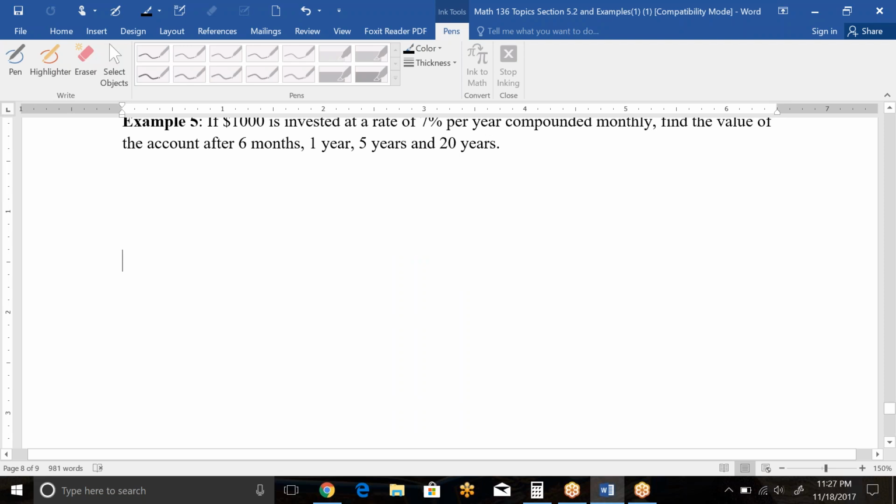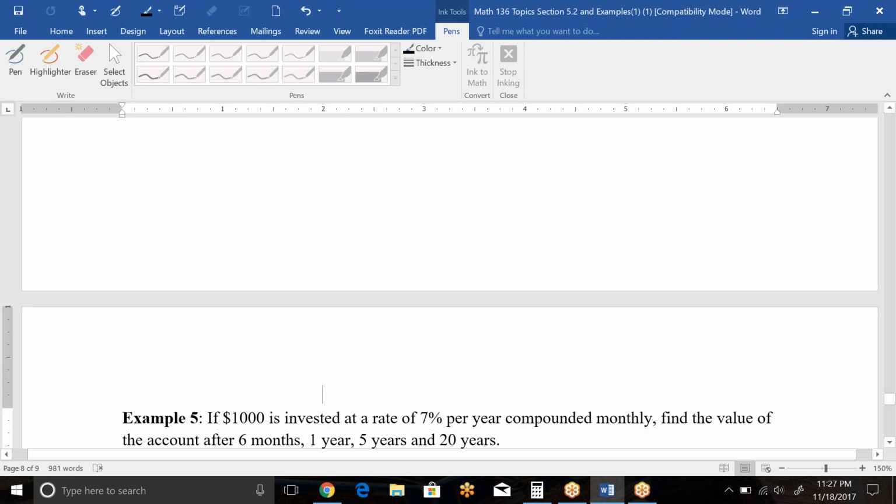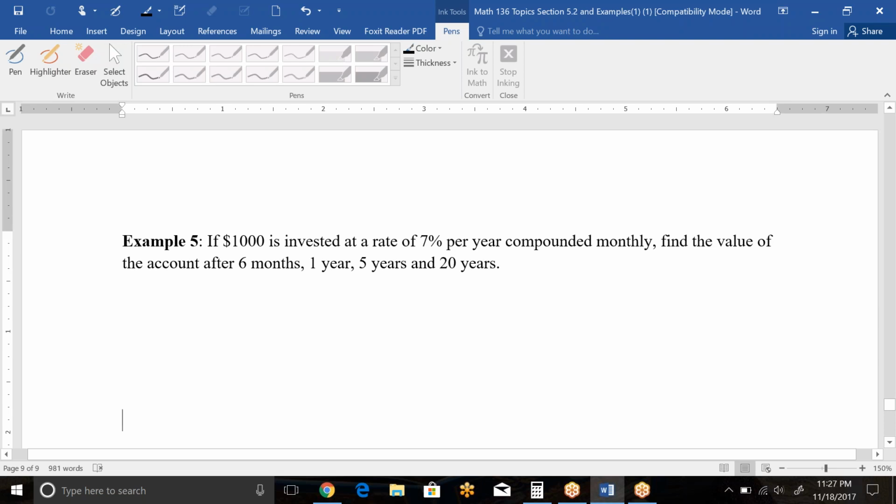If $1,000 is invested at a rate of 7% compounded monthly, find the value after 6 months, 1 year, 5 years, and 20 years. Okay, so we're doing that compound interest formula.